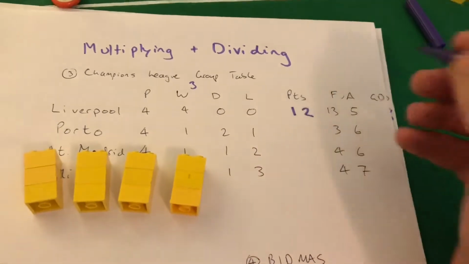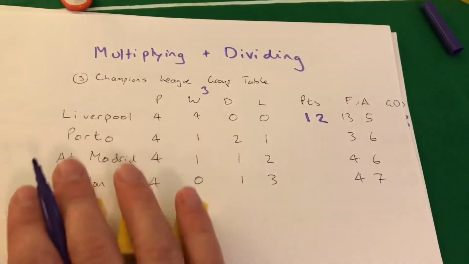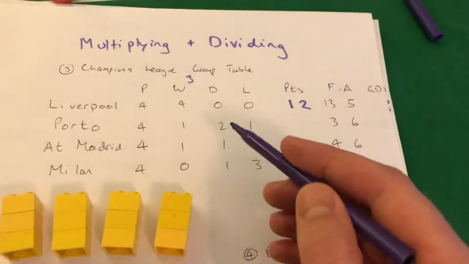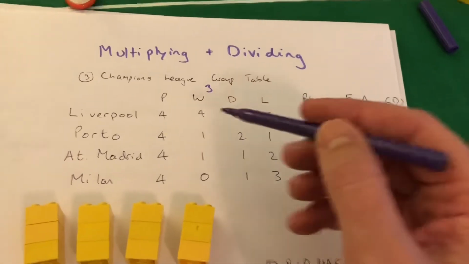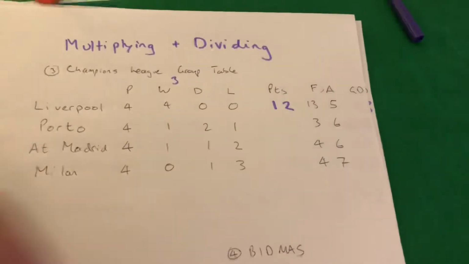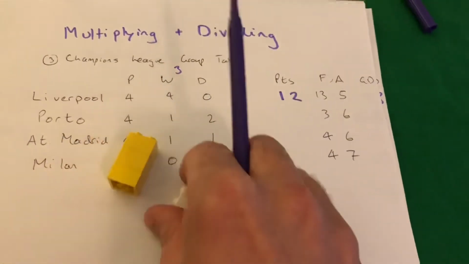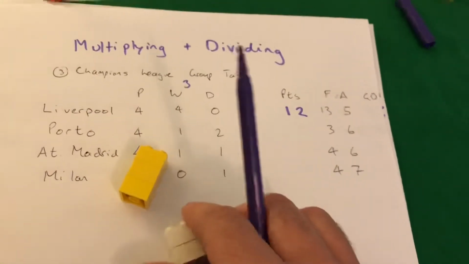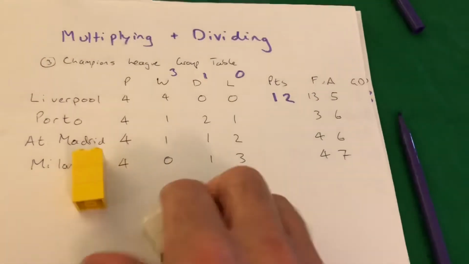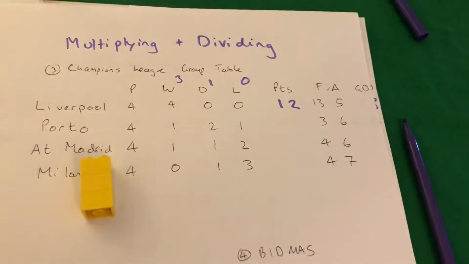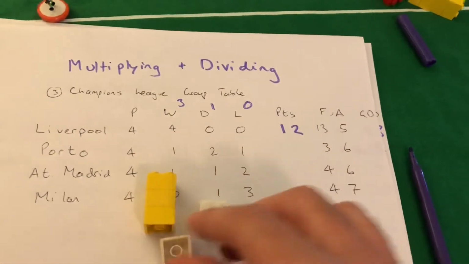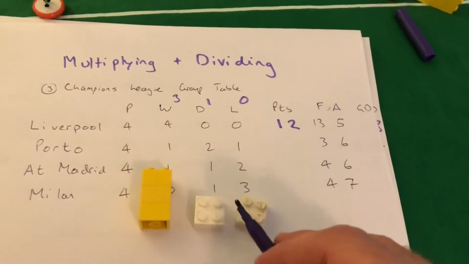Now we need to do a bit of BIDMAS because there'll be some adding for those who've got draws. Porto have 1 victory, which is 3 points. But then they've got 2 draws, each of those worth 1 point. So draws worth 1 point and a loss is worth 0 points. So Porto have 3 points from their 1 win, 1 draw, and another draw. So it's 3 plus 1 plus 1.